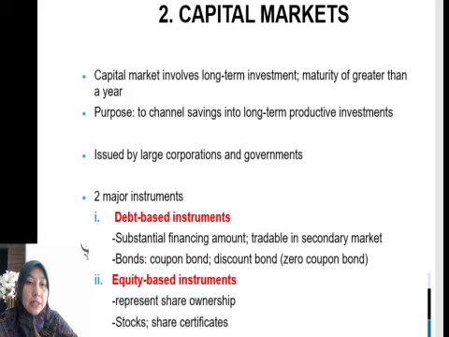So the purpose is to channel savings into long-term productive investment. The more we invest, the more profit we will gain. However, the risk is also higher compared to short-term investment. It is issued by large corporations and governments. So in the capital market, basically the participants are corporations and governments, not individual participants. There are two major instruments in this market: debt-based instruments and equity-based instruments.